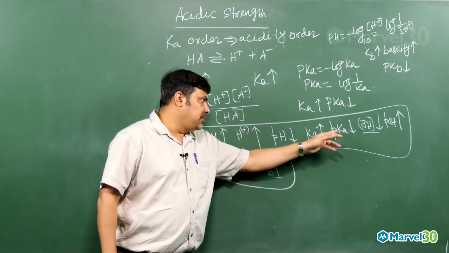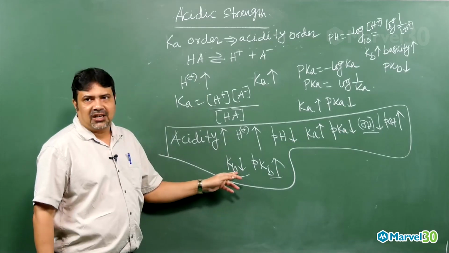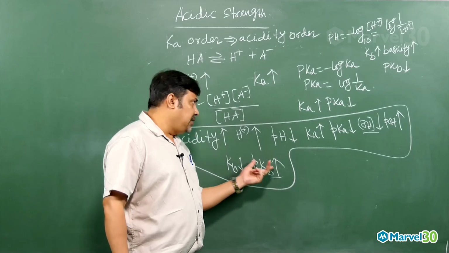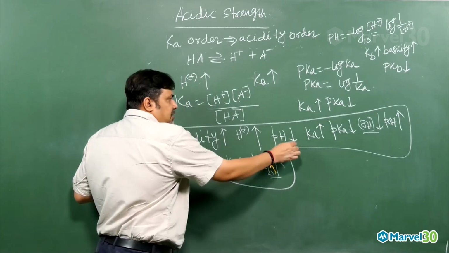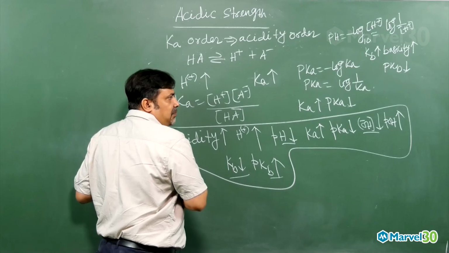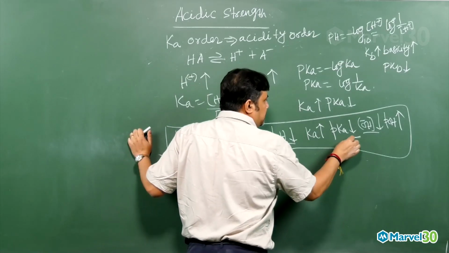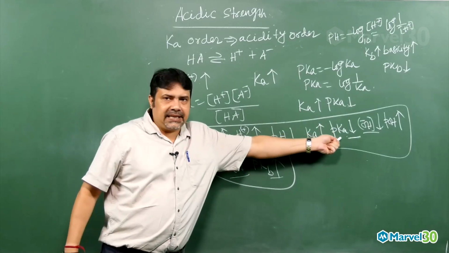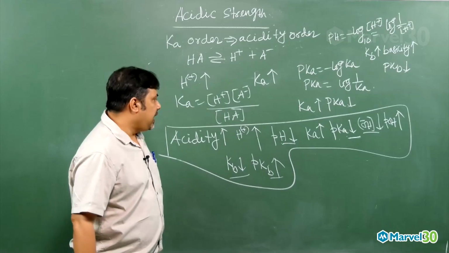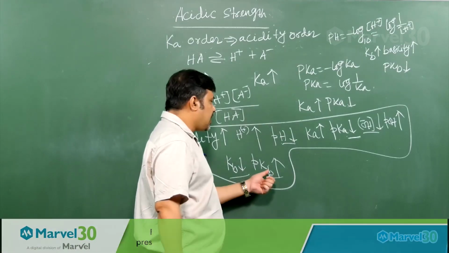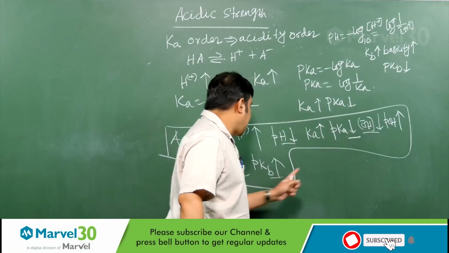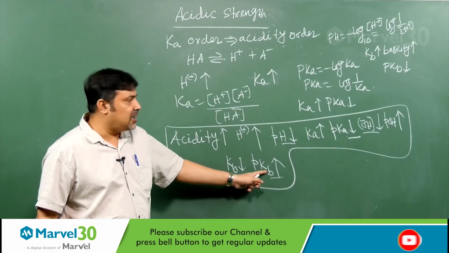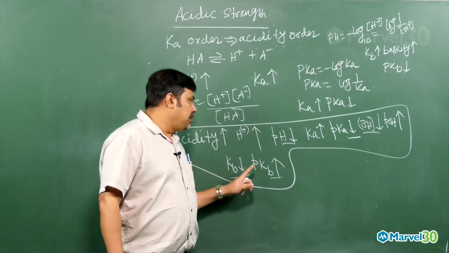pK order means basicity order or Kb order. And for acidity, the pH order is the same as the pK order, because pH and pK both decrease with increasing acidity. As well, the pOH order and the pKb order are the same. So the pOH order is the pKb order, and the acidity order is the pKb order.